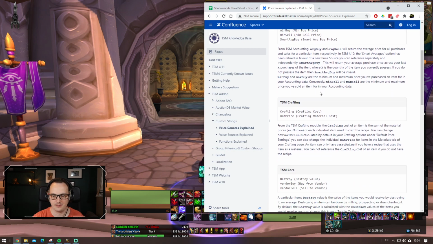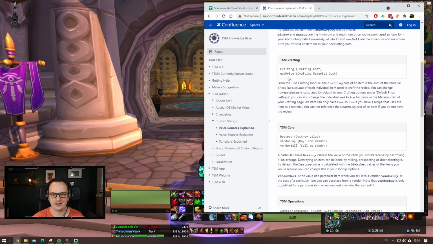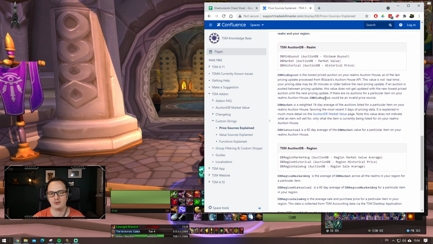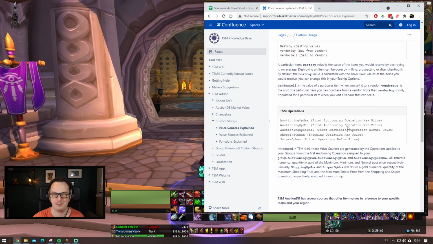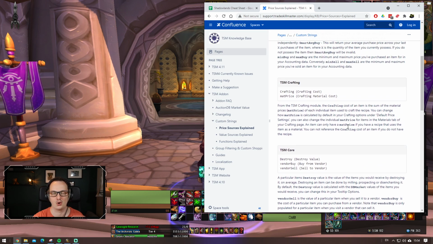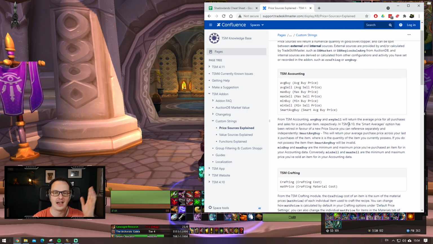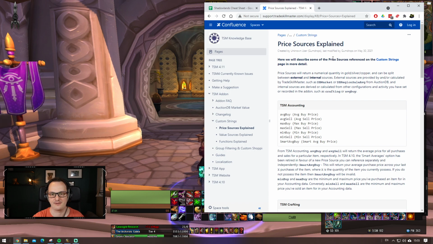There's lots of them. You can see TSM crafting and the map price. They go into a bit of detail here. There's loads of them, so have a read through this. I actually have this page bookmarked and I reference back to this all the time, even though I've been using TradeSkillMaster for years at this point, because sometimes you just forget how something's worked out. But this is very, very handy.